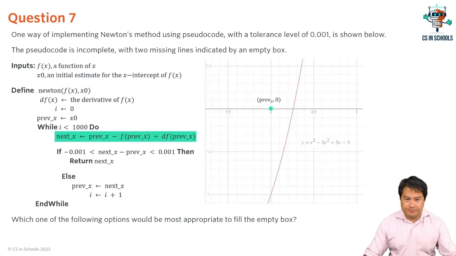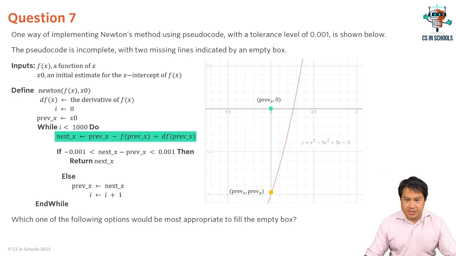visually what that means. So our function there is x cubed minus 3x squared plus 3x minus 3. And our initial estimate is going to be 2. So that's where previous x is. So what happens here in Newton's method is we are going to evaluate the function at that x value. So that yellow dot is indicating what the evaluation of that x parameter is. So that's where it sits on the curve. And that's at previous x and previous y.